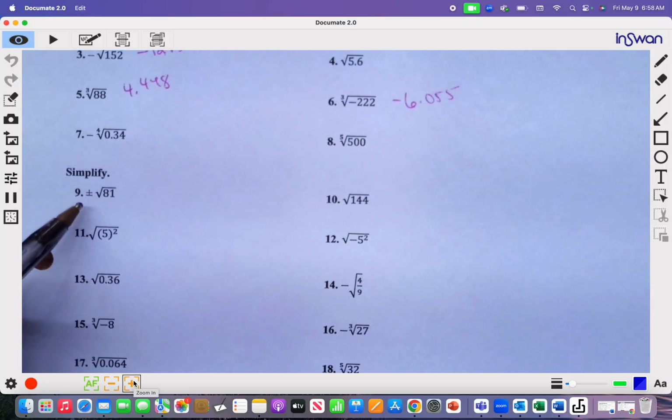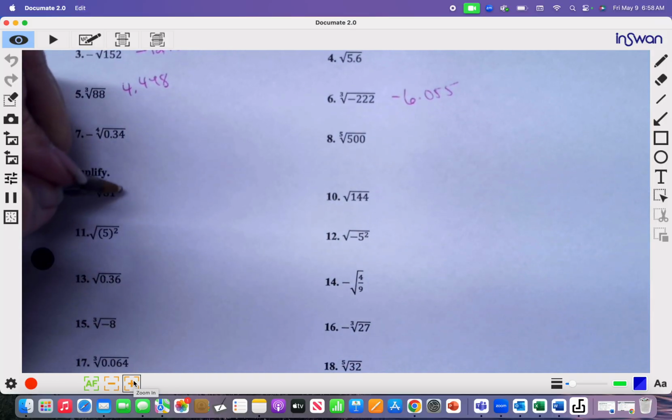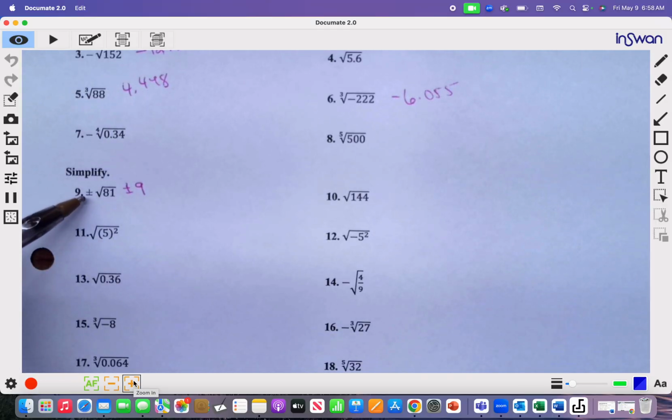Okay, and on number 9, our answer is plus or minus 9. Because they purposely put that plus or minus there, we put it in our answer. Number 10, we're just going to call it 12.